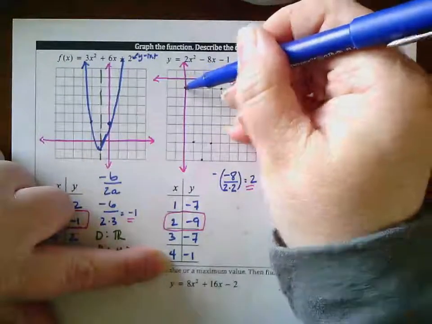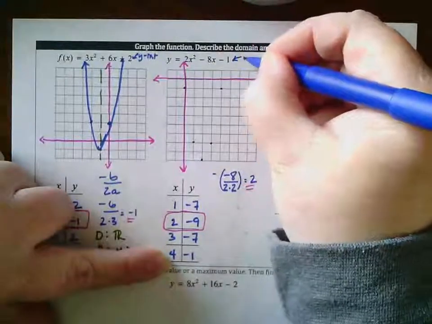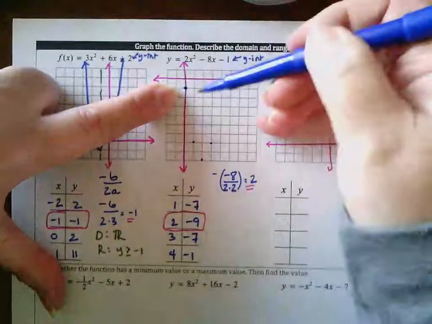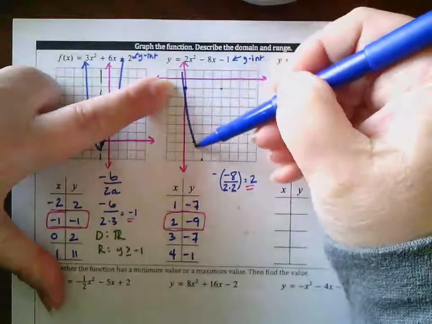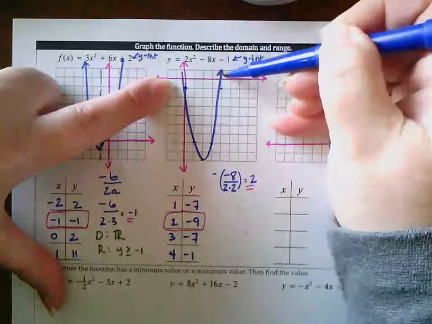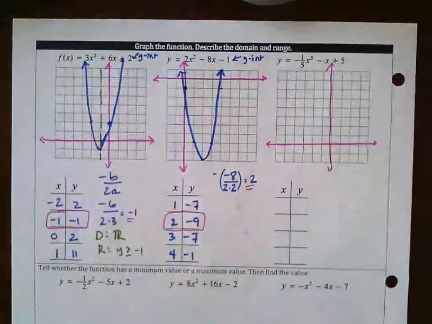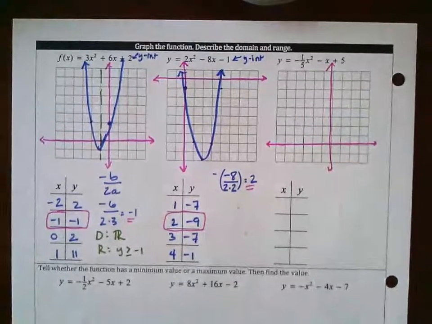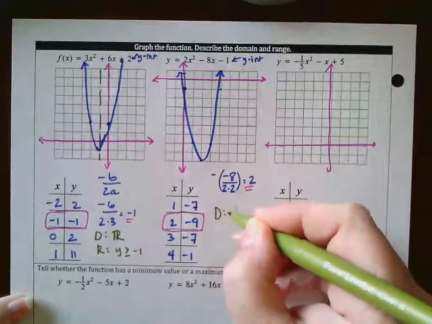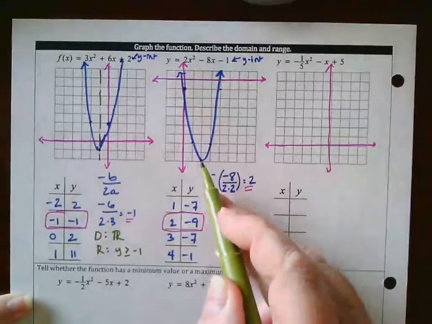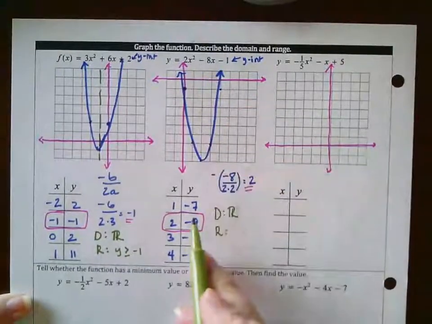So this is actually here because this is my y-intercept. So it's at negative 1. And you can kind of see the graph as you put these things in here. It kind of makes a pretty little U. And again, this is going to be a minimum. So the domain, again, all real numbers. And the range is going to be all the values of y greater than -9.